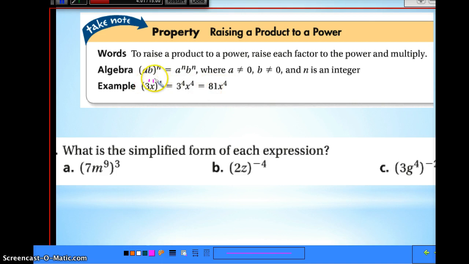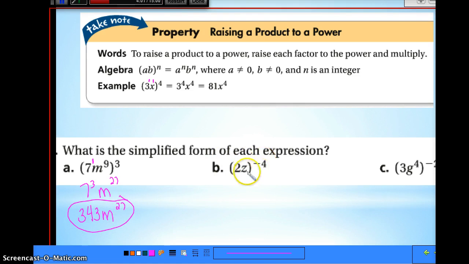A lot of kids think it's like distributive property, but it's not distributive property. It just seems like because you're applying to both of them, that's what it looks like. The 7 has a 1 on it, so you have to multiply. It's 7. 1 times 3 is 3, and then m, and 9 times 3 is 27. So now we do 7 to the 3rd power, which is 7 times 7 times 7, which is equal to 343, m to the 27th. Final answer.